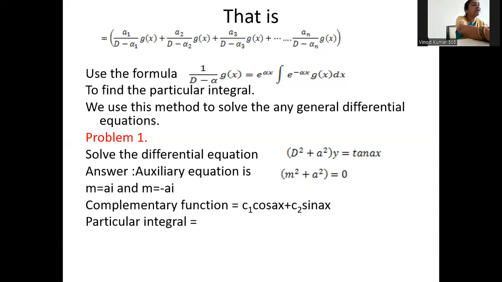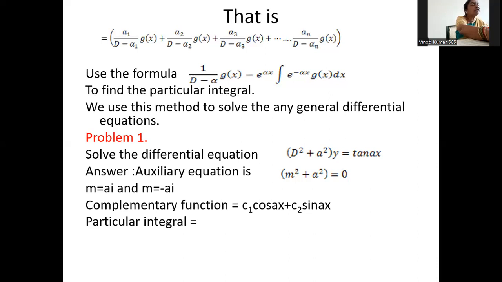of x into dx. This is very easy to find out, the integration of e to the power of minus alpha x into g of x dx. Once we know this integration, automatically we can simplify to find the particular integral. Already we know how to find the complementary functions from my previous videos. Therefore, today I am going to start with one example based on this general particular integral.